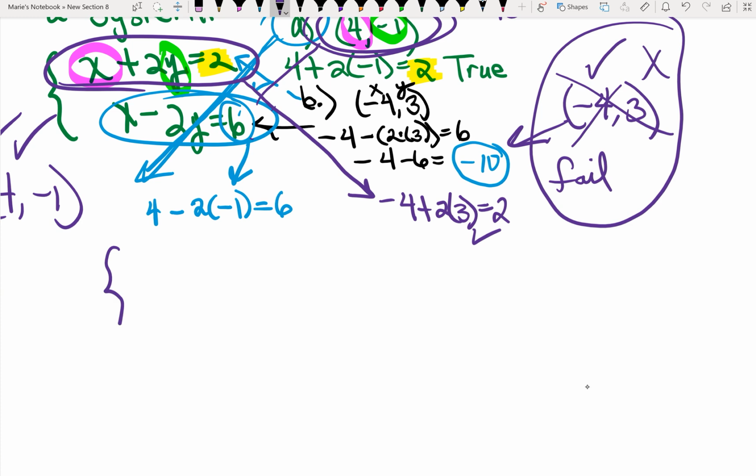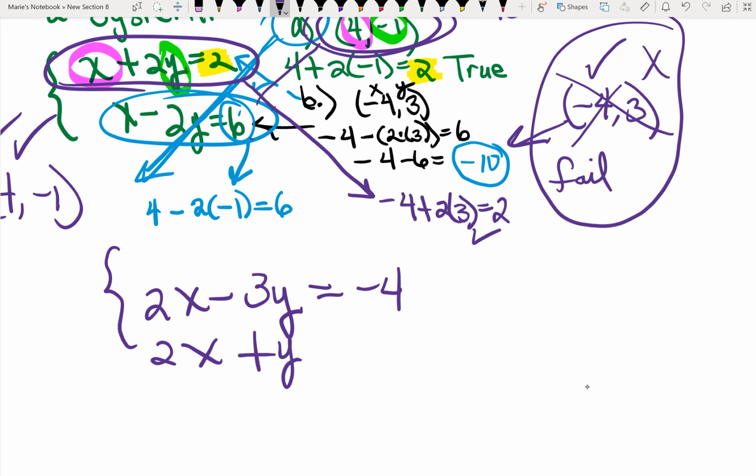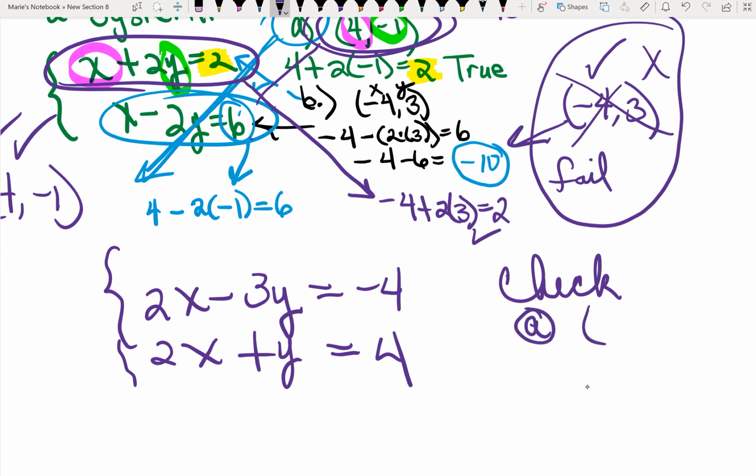the system where we have 2x minus 3y equal to negative 4. And we have the system 2x plus y equal to positive 4. So that's your system. They're asking you to check whether the coordinate pair for A, which is 1 comma 2, works.